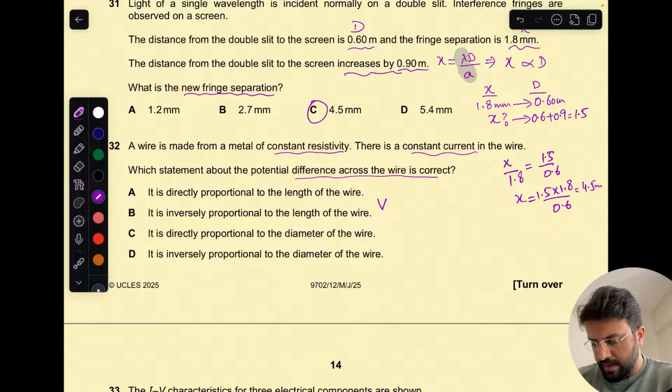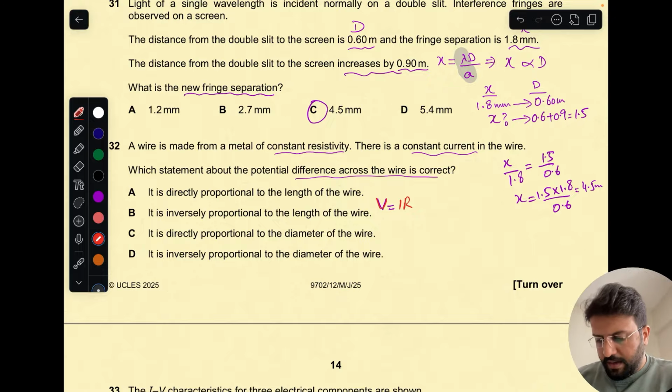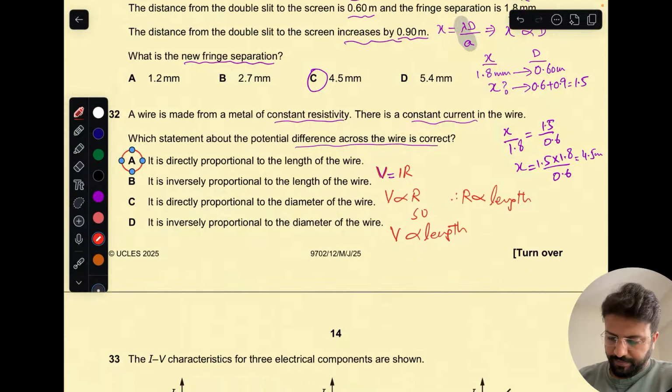We know V is equal to IR from Ohm's law. If the current is constant, V will be directly proportional to R. And we also know R is directly proportional to the length. So we can say V is directly proportional to the length in that case. If A is proportional to B and B is proportional to C, then we can say A is proportional to C as well. So it will be option A. It is directly proportional to the length of the wire.